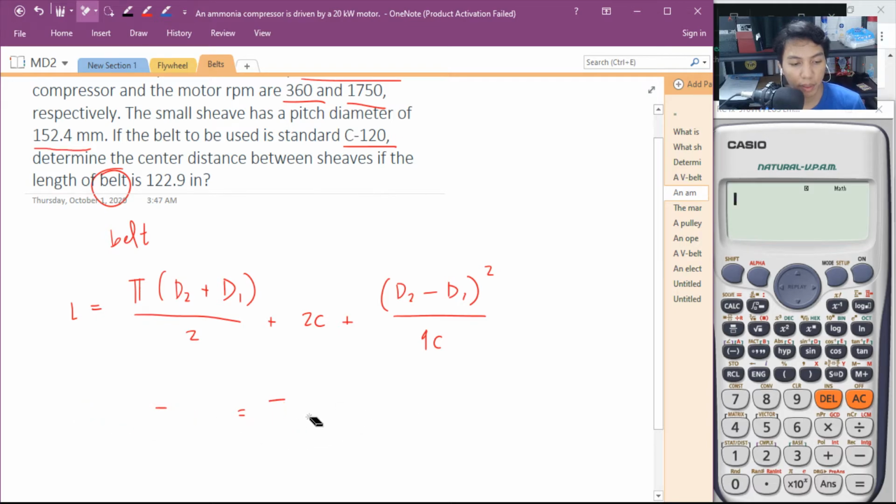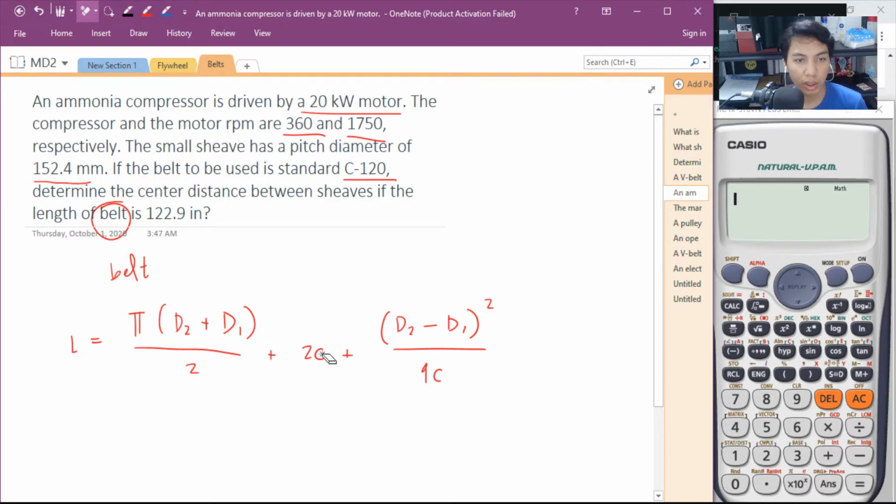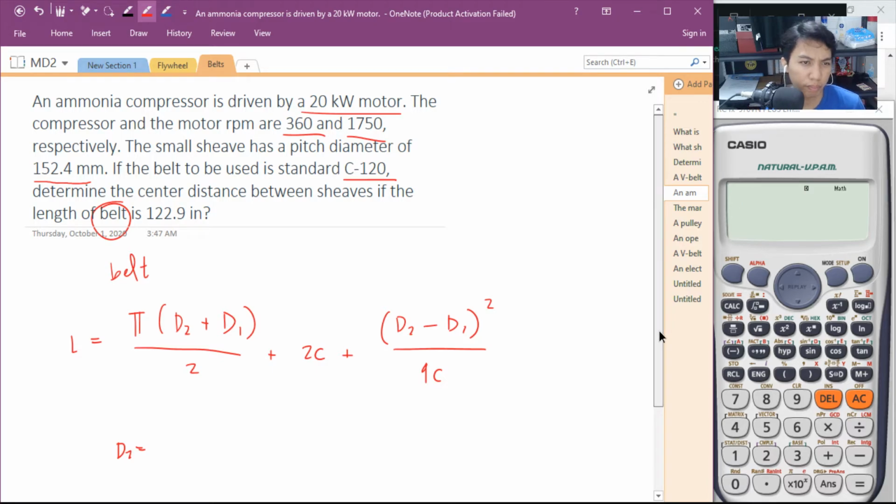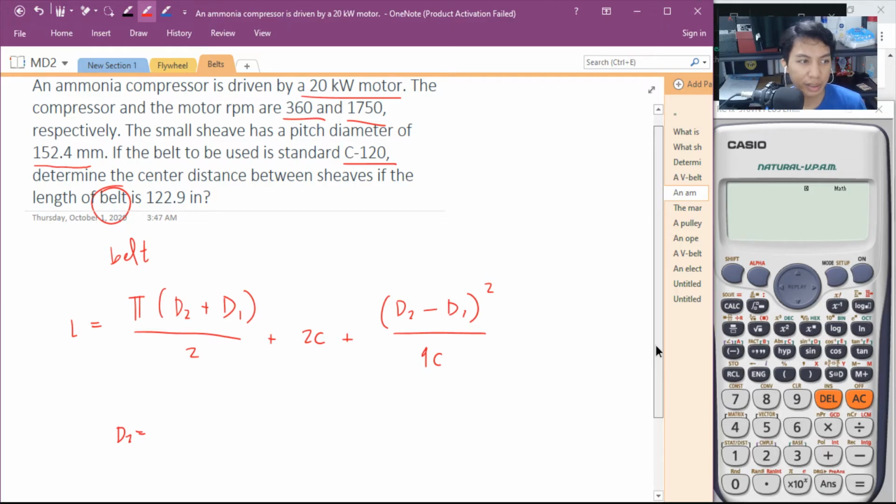Okay? D2. Bigay yung dalawang ano eh. So, 320. Mas mabilis yung mas maliit. Small shift. So, D2 is equal to D1. D1 mo dyan is 152.4 mm multiplied to 1750 divided by 360.